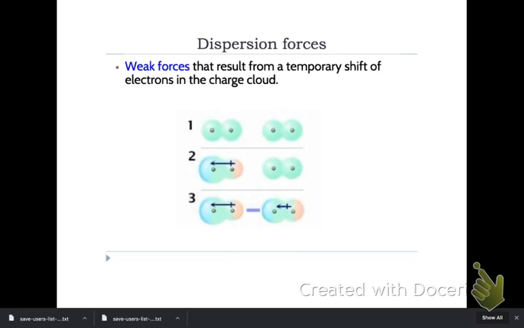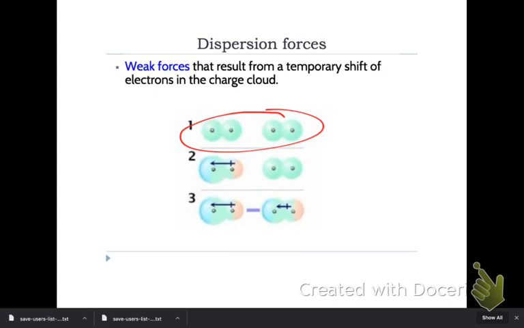So when we talk about these dispersion forces, these are the weakest of all the IMF that we're going to be looking at. And they're defined as weak forces that result from a temporary shift of electrons in a charge cloud. So if we're looking at this example 1 here, this represents some kind of a diatomic molecule. Could be hydrogen, oxygen, or whatever.